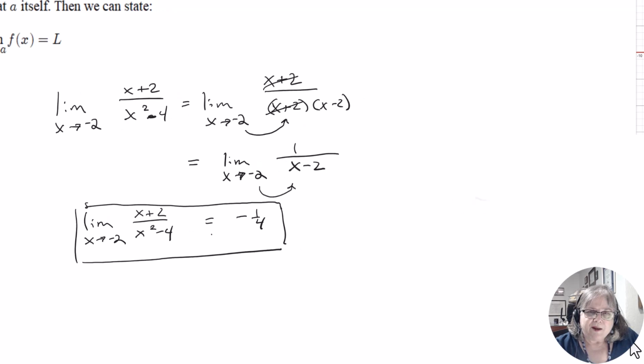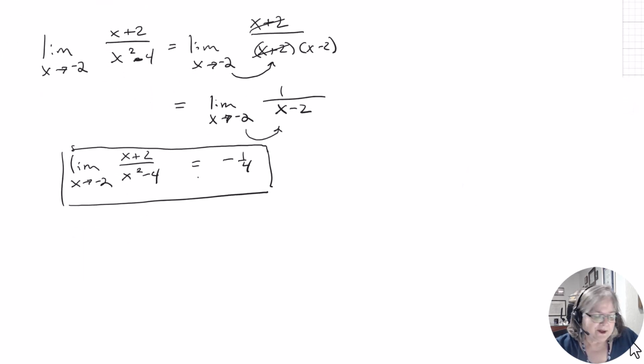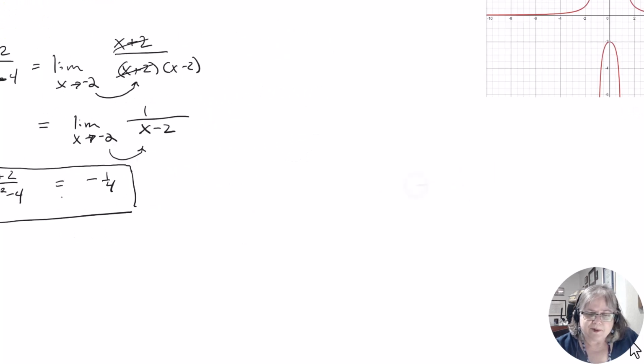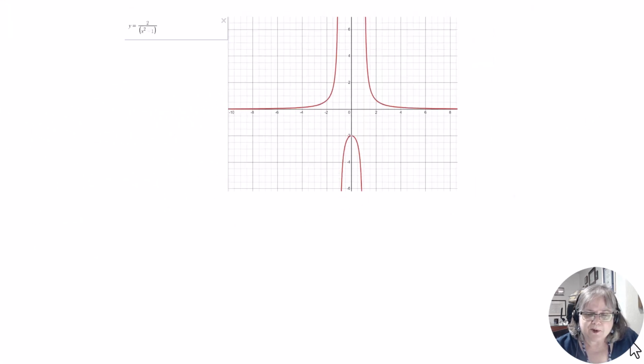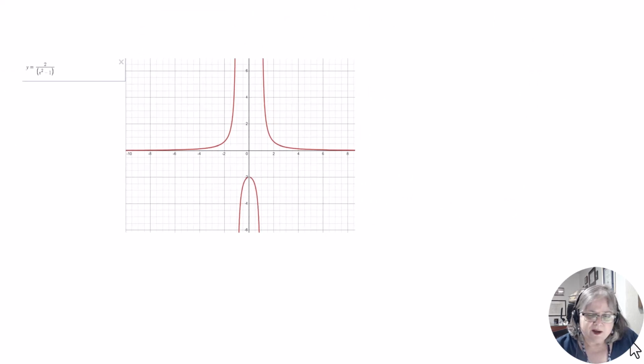Now, I picked these problems to give us removable discontinuities, and we're going to talk right now about some that don't do that. That's the purpose of this video. So we're going to look at this figure and discuss f of x, which is 2 over x squared minus 1.